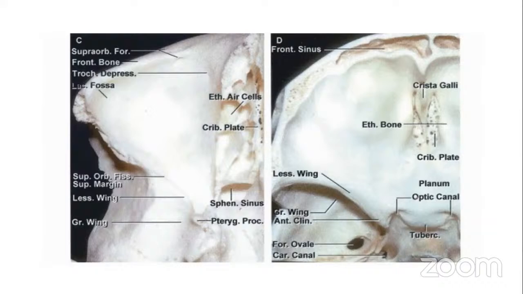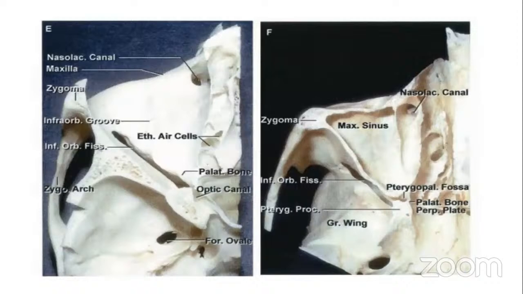Moving on to the orbital floor, which is formed by the orbital plate of the maxilla. So here is the orbital floor, formed anteriorly by the maxilla, while you can see the orbital surface of the zygoma and the orbital surface of the palatine bone.